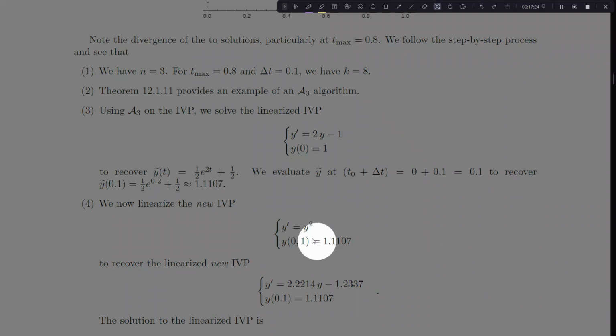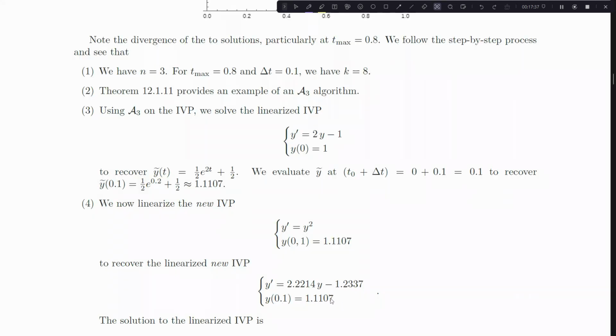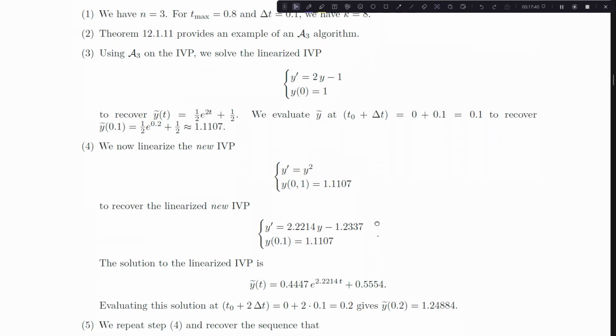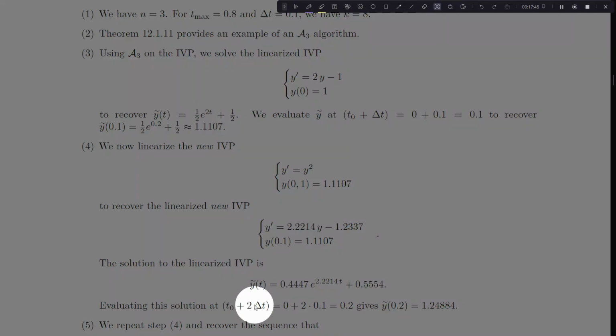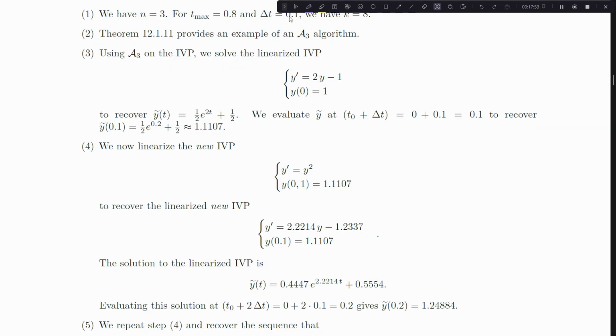and linearizing at that time gives us the following IVP, where now y prime is 2.2214y minus 1.2337. And our initial condition is y at 0.1 is 1.1107. Now the solution to that is the following, in beautiful decimals. We evaluate this solution one time step further, and we get y approximately at 0.2 is 1.24884.